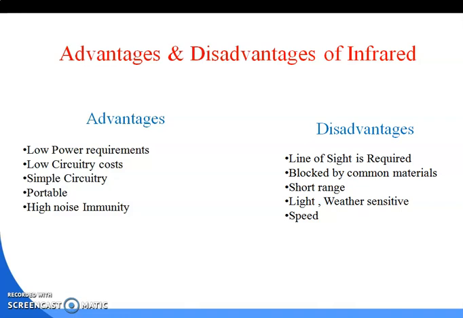Similarly, what are the disadvantages? The disadvantage is that line of sight is required.